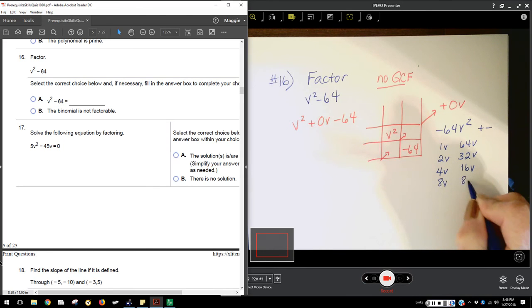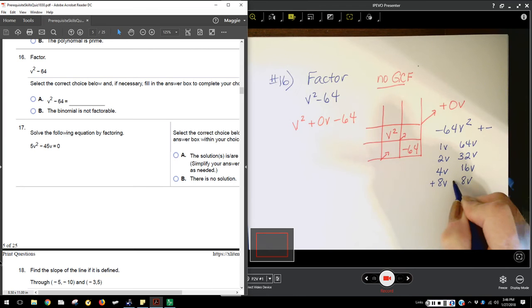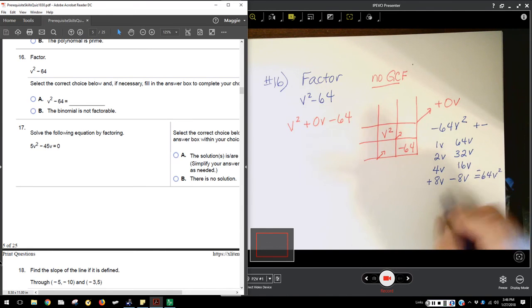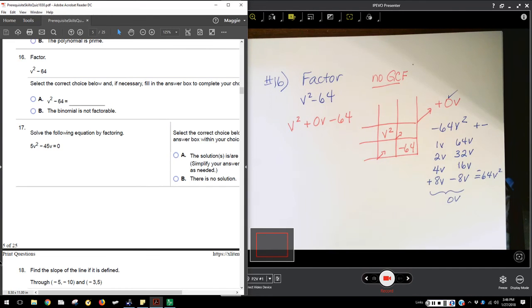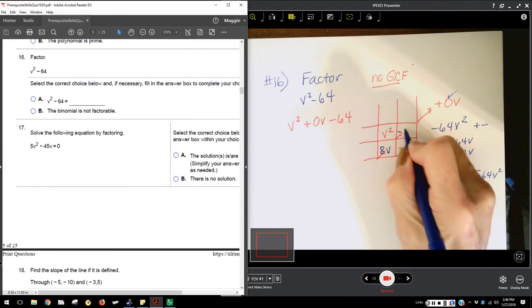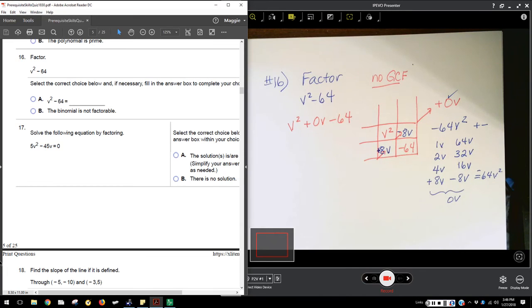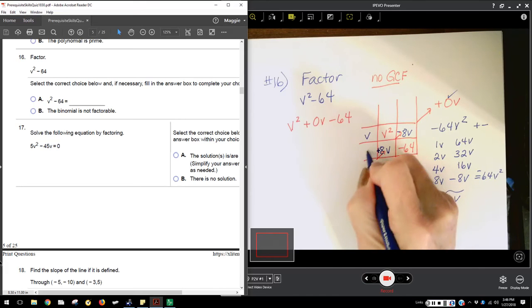8 times 8 is in fact 64. And as long as one of the 8's is positive and one of the 8's is negative, then this indeed does give us negative 64v squared, but it also gives us 0v, which is what we're looking for. So one of the boxes has 8v, one of them has negative 8v, and the one that I didn't put a sign in, remember, that's going to be positive. So the greatest common factor here is going to be v. The greatest common factor here is going to be 8.